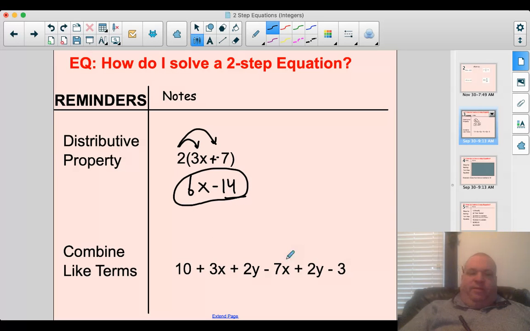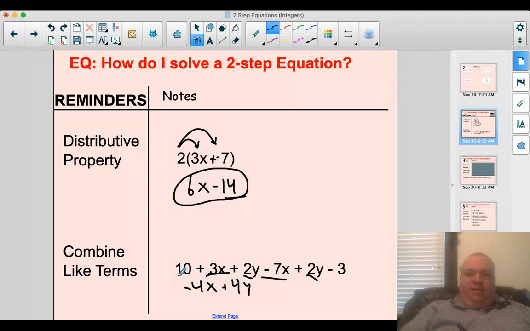So we may have to do some distributing. We may also need to do some combining of like terms. Remember, like terms are terms that have the same variable. So if I look here, 3x and -7x are like terms. If I combine those, 3x plus -7x, I add the coefficients. 3 plus -7 is -4, so those become -4x when I put them together. The y's are also like terms, 2y and 2y. Those are both being added, so 2 plus 2 is 4. So I get 4y.